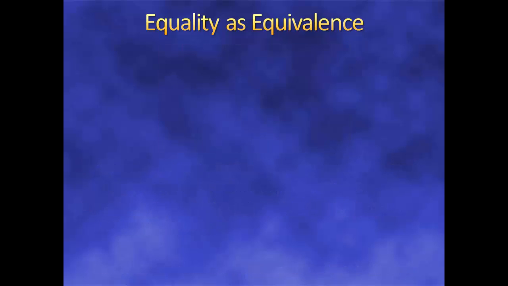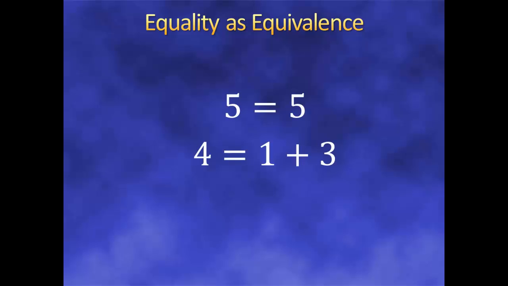So many students, given true or false questions such as 5 equals 5 and 4 equals 1 plus 3, would actually answer false. Remember, just because something seems obvious to you doesn't mean it's obvious to everybody else. Always keep that in mind to make your explanations and your proofs as lucid as possible.